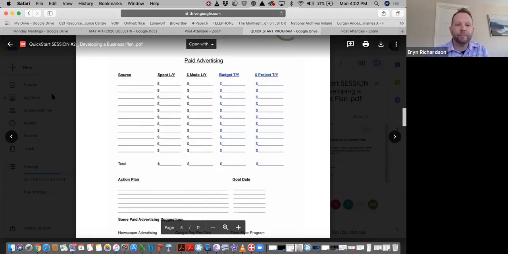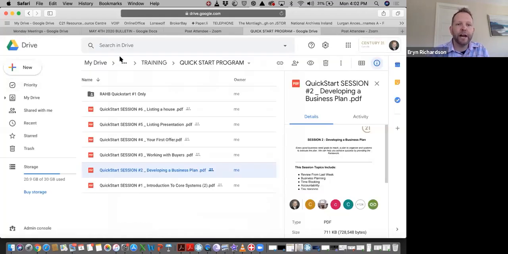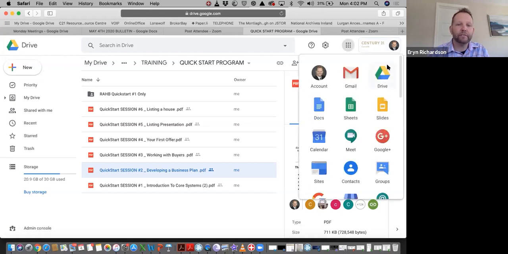Where can we find the business plan sheet? I'm going to show you right now in the Drive. So first of all, you need to sign into your Century 21 email address in Google. If you can't do that, you're missing out. So get there first. Then you're going to go to the Drive.